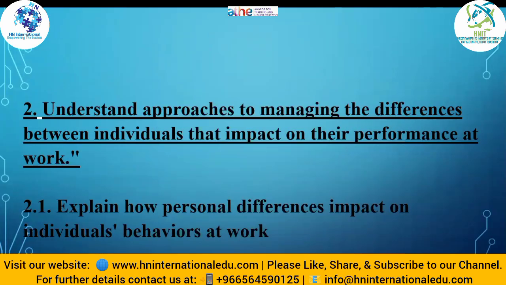Today we will be starting learning outcome number 2, which states: understand approaches to managing the differences between individuals that impact on their performance at work. And in learning outcome number 2, we will be further discussing assessment criteria number 2.1, which states: explain how personal differences impact on individuals' behavior at work. In short, we will be knowing the details of all the approaches that are utilized to manage the difference between the individuals, their behavior. The difference between the behavior of the individuals is basically affecting their performance at the workplace.